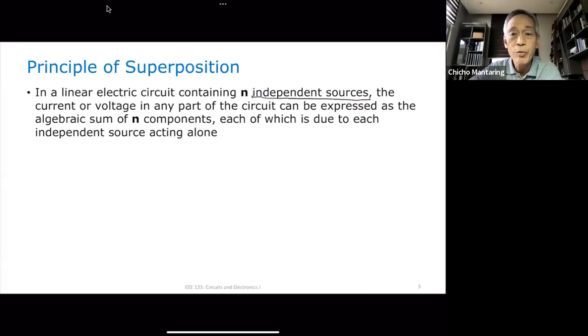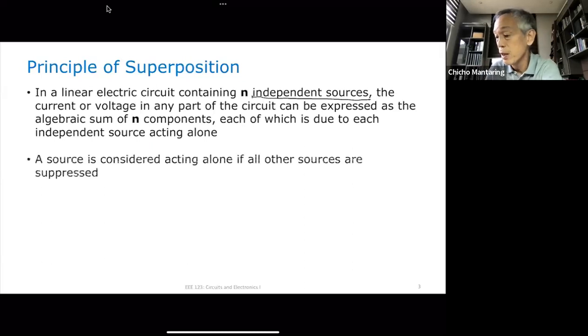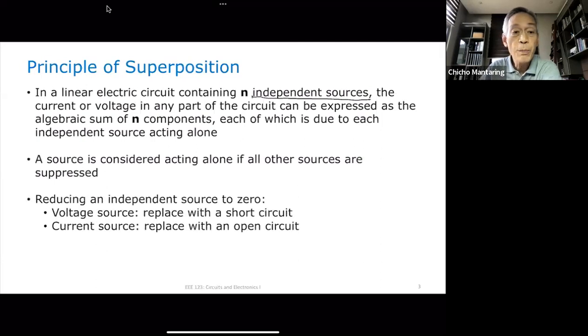Fortunately, the circuits that we have studied so far, your dependent and independent sources plus your resistances, that is a linear circuit. Now, when do you consider a source as acting alone? A source is acting alone if all other sources are suppressed. And how do you suppress a source? You reduce an independent source to zero by replacing it with a short circuit if that is a voltage source, or replacing it with an open circuit if that is a current source. So when I say suppressed here, that's reducing that source to zero. Again, voltage source, you replace it with a short circuit. Current source, you replace that with an open circuit.